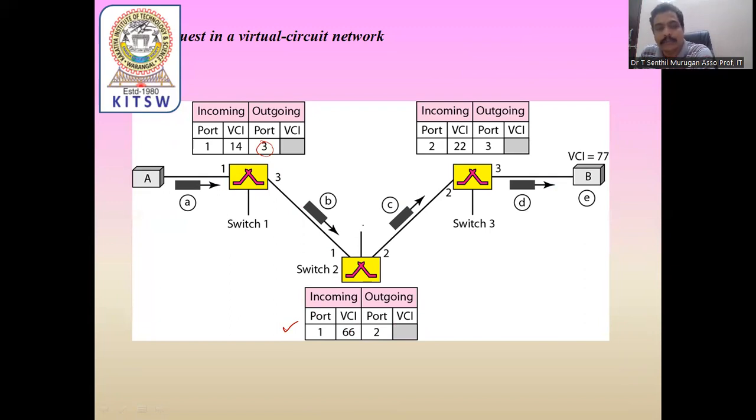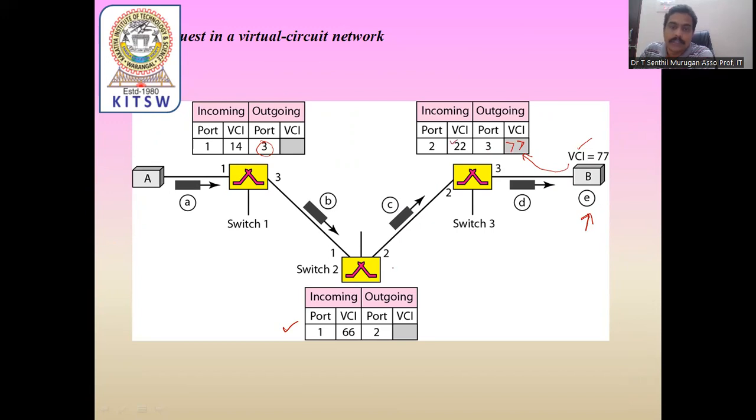When will it be updated? This is the setup phase. Initially, we are sending the request packet. The request packet will reach the destination. After that, while it is returning, VCI 77 reaches the destination through the acknowledgement packet. This VCI will be updated here, returning back 77. Okay, so after 77, what will be there? It comes back again.